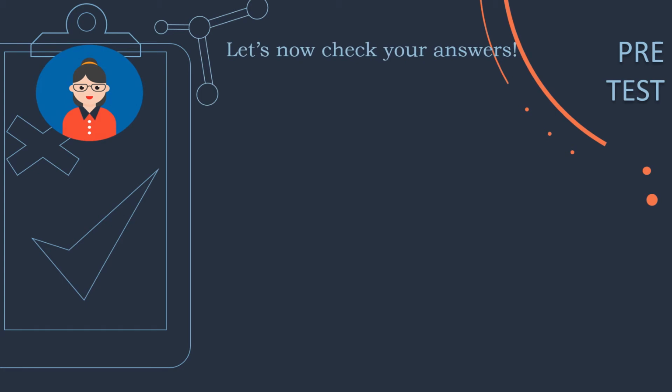Let us now check your answers. Number 1A. Number 2B. Number 3B. Number 4D. And number 5C. Did you get a perfect score? If not, you don't need to worry. You will understand it better when we go along with our discussion today.